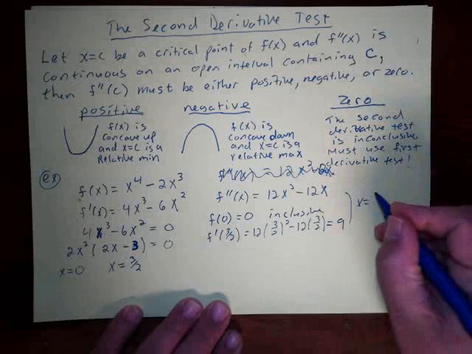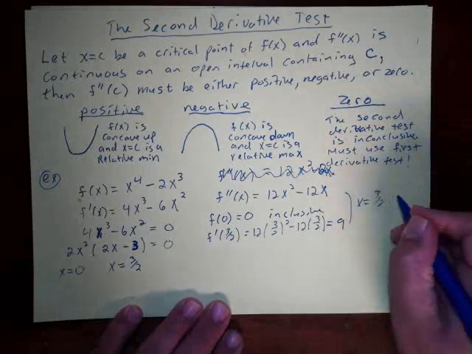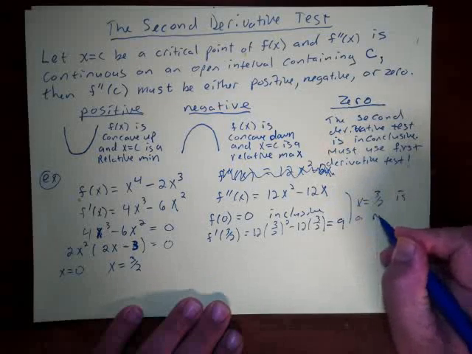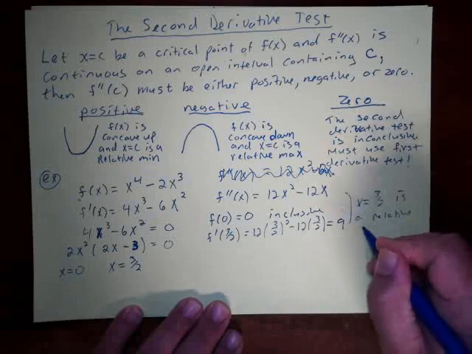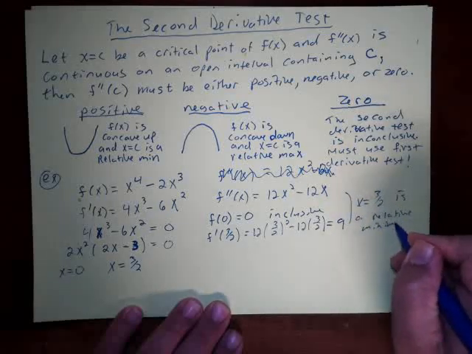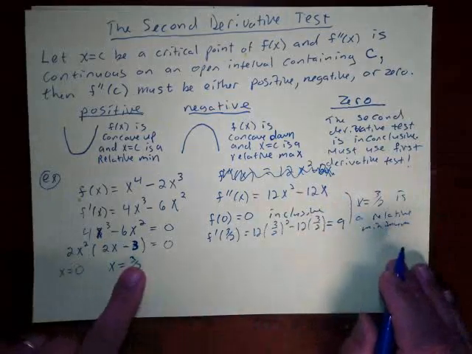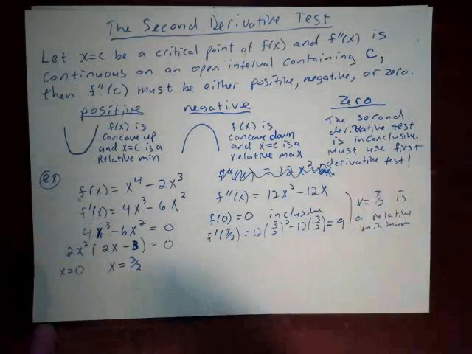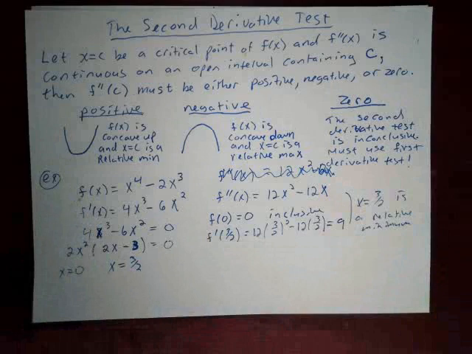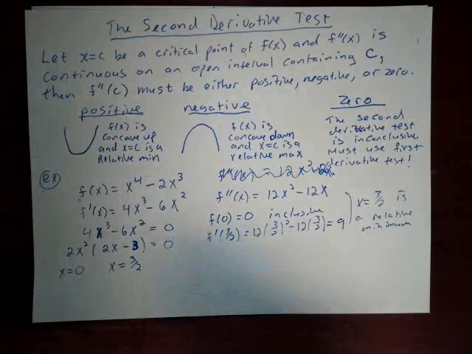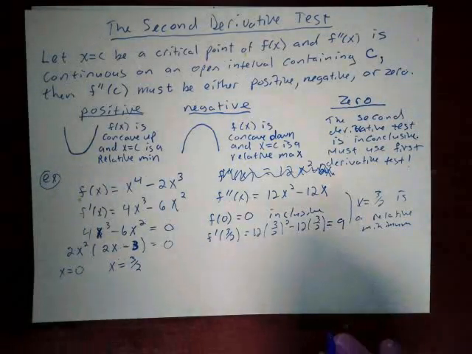X equals 3/2 is a relative min, because the second derivative is positive. Now, for the 0, that's inconclusive. So what I need to do is a first derivative test.